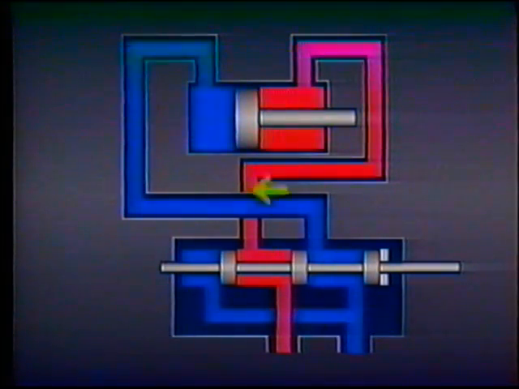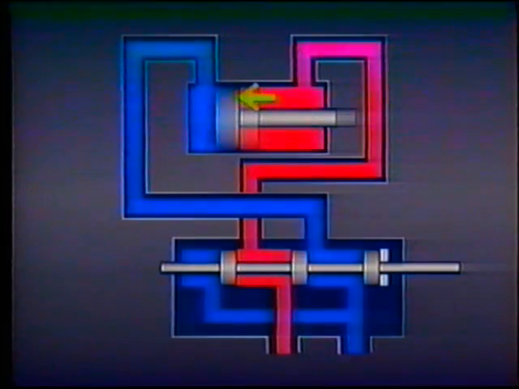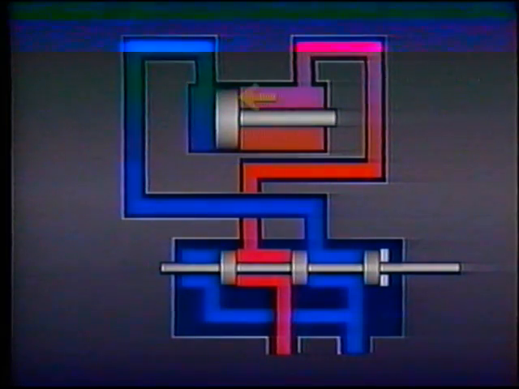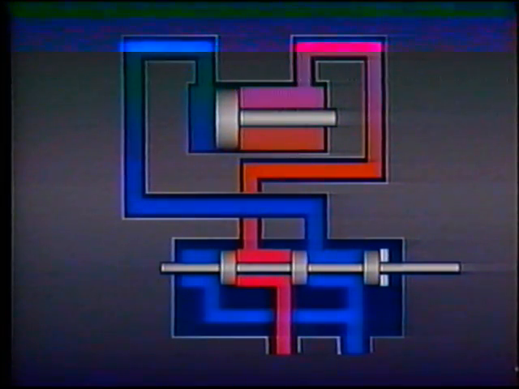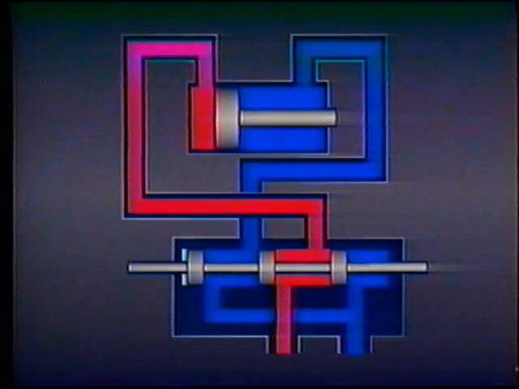Fluid flows from the pump through the valve and into port B on the cylinder, pushing the piston in one direction. As the piston moves, fluid is forced out port A of the cylinder through the valve and back to tank. To move the piston back in the other direction, the valve spool is shifted in the other direction.